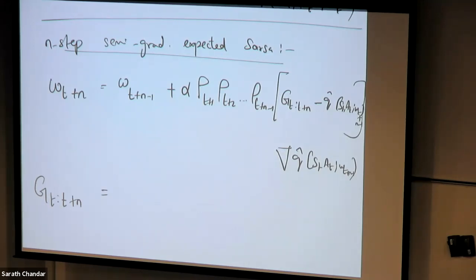Now, can someone tell me how to write G_{t:t+n}? Someone who has not answered so far. So what would the truncated n-step return look like?